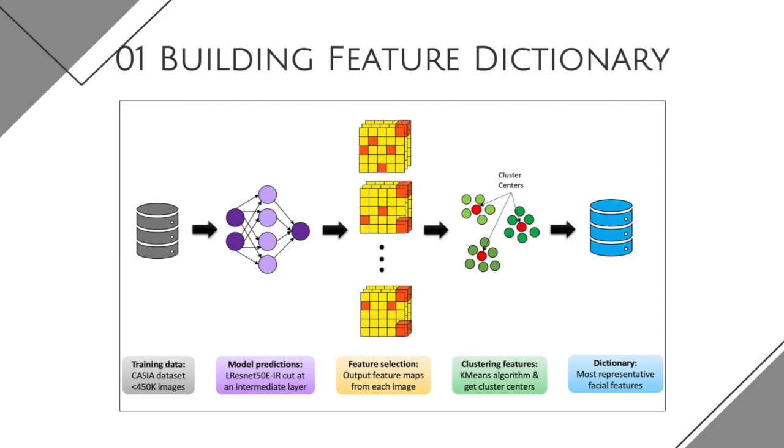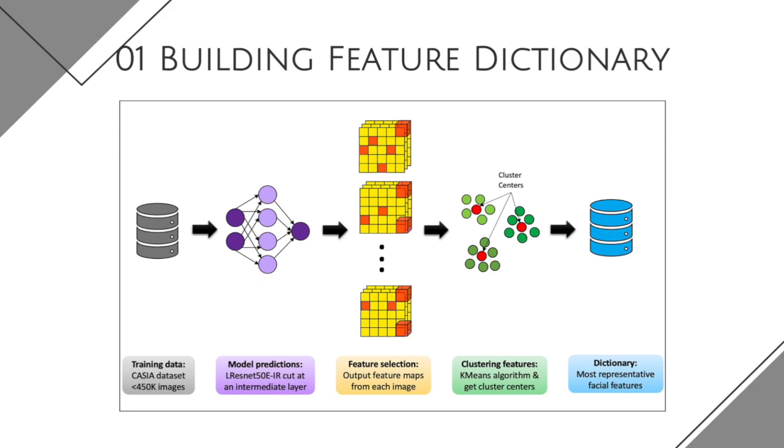A feature dictionary captures facial features such as the eyes, nose, and mouth, which are lost in degraded images. To build a feature dictionary, as you can see here, we start with a training data set of around 450,000 facial images. We pass it through a model called the LResNet50IR. This model stands for the lightweight ResNet50 model of the InsightFace recognition variant. This model is specifically used for facial recognition tasks since it is trained to extract features from face images that can be used in various applications such as face recognition and face verification.